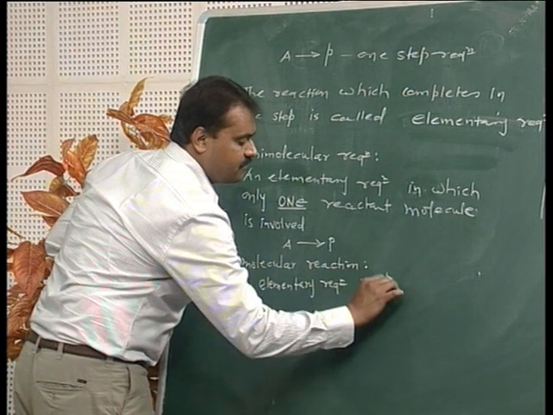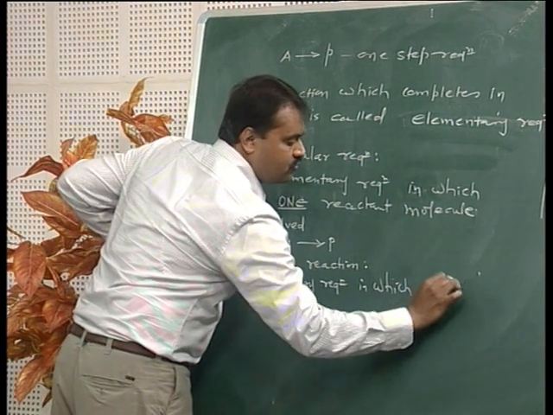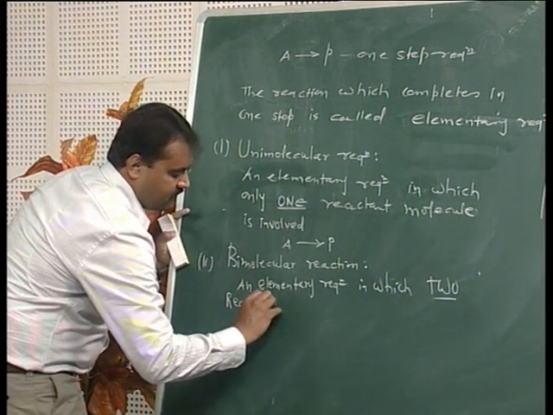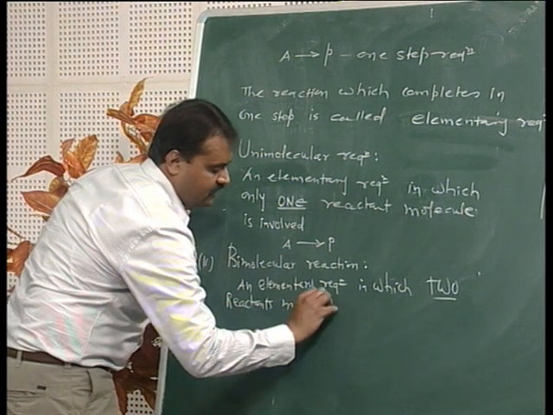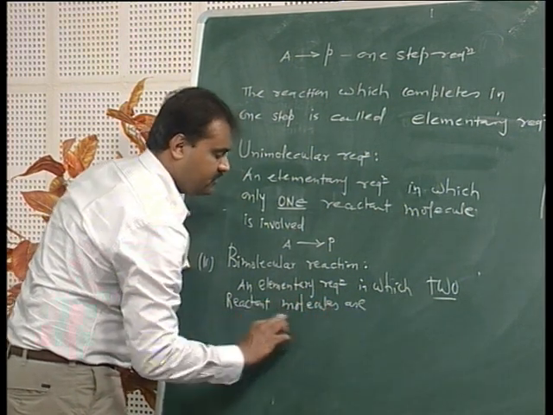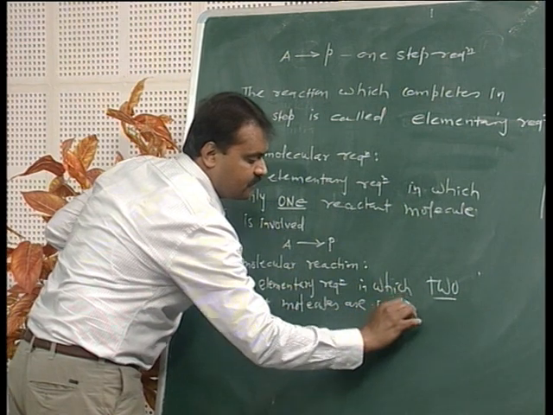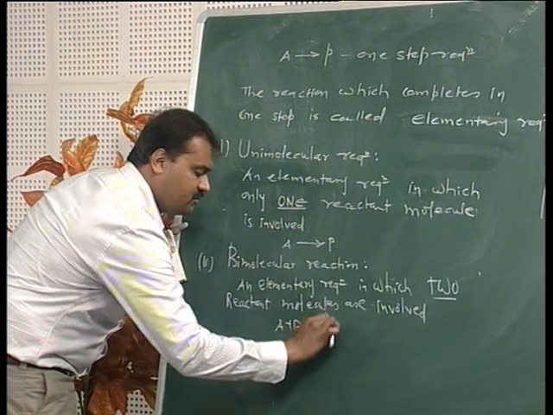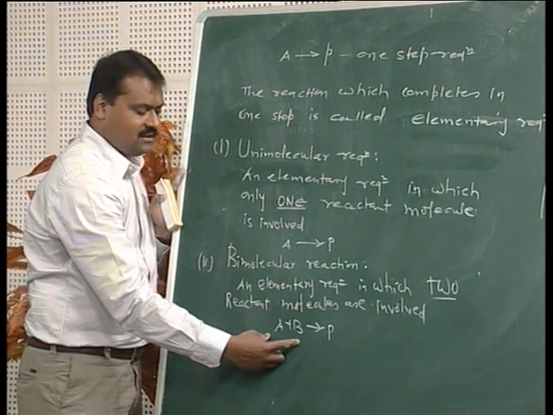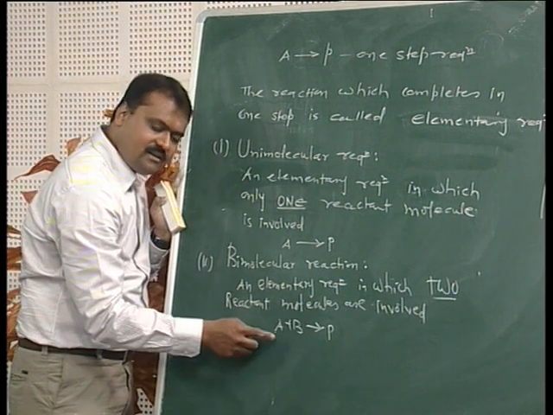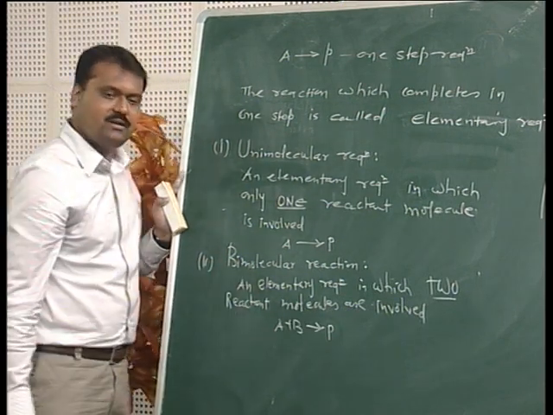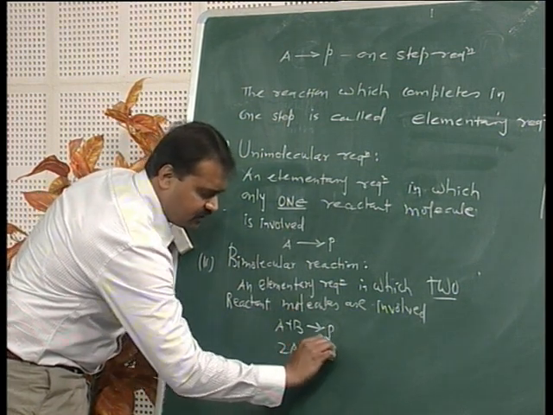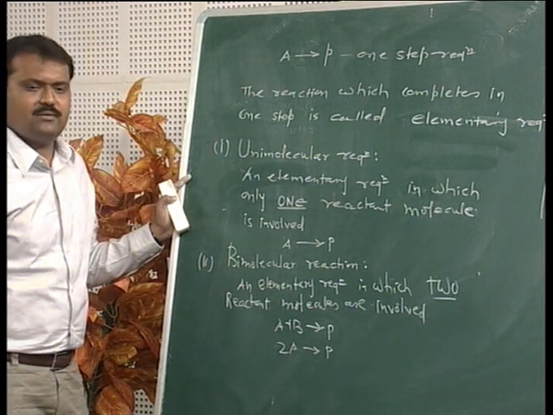in which two reactant molecules are involved. Say for example, A plus B to give products. Here two reactant molecules are involved, and this reaction completes in one step, therefore it is called bimolecular reaction. Similarly, 2A to give products. This is also bimolecular reaction.